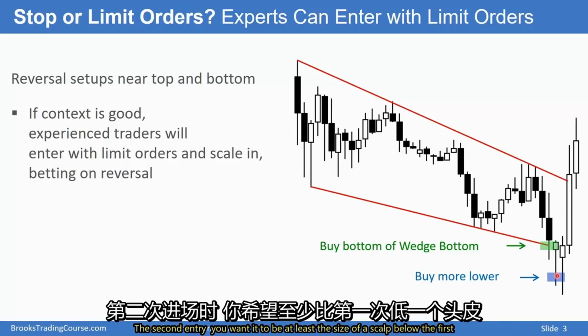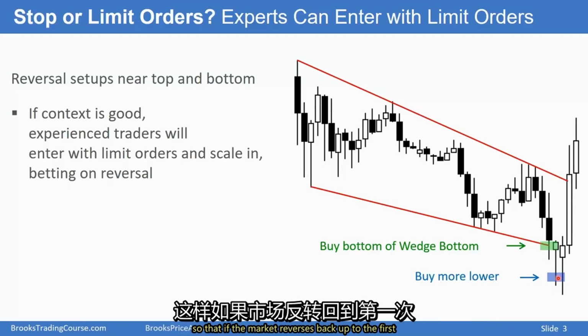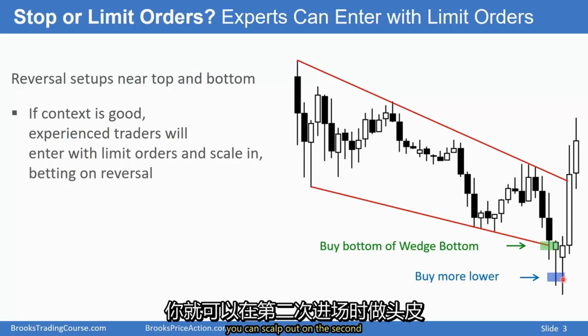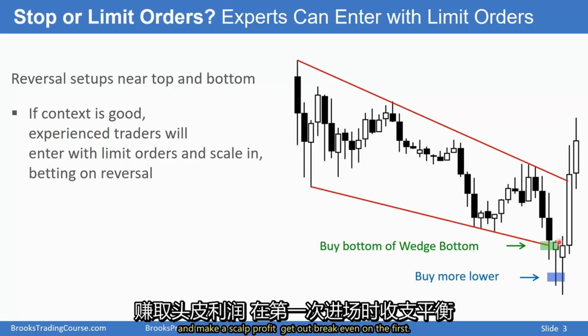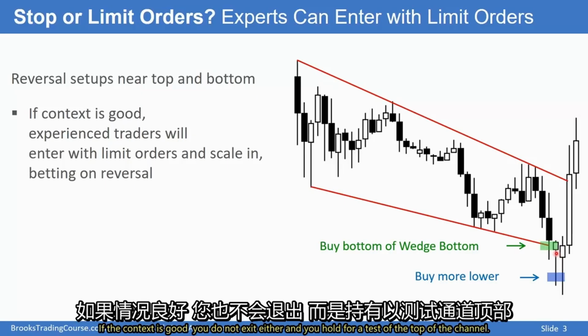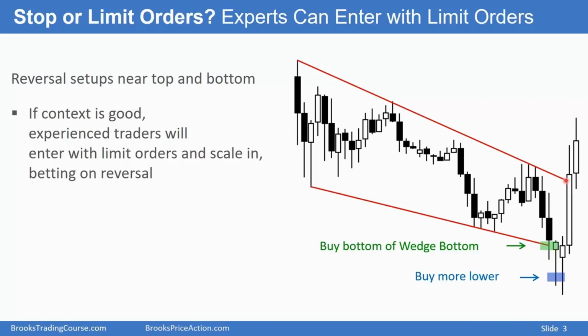The second entry, you want it to be at least the size of a scalp below the first, so that if the market reverses back up to the first, you can scalp out on the second and make a scalp profit, get out break even on the first. If the context is good, you do not exit either, and you hold for a test of the top of the channel.